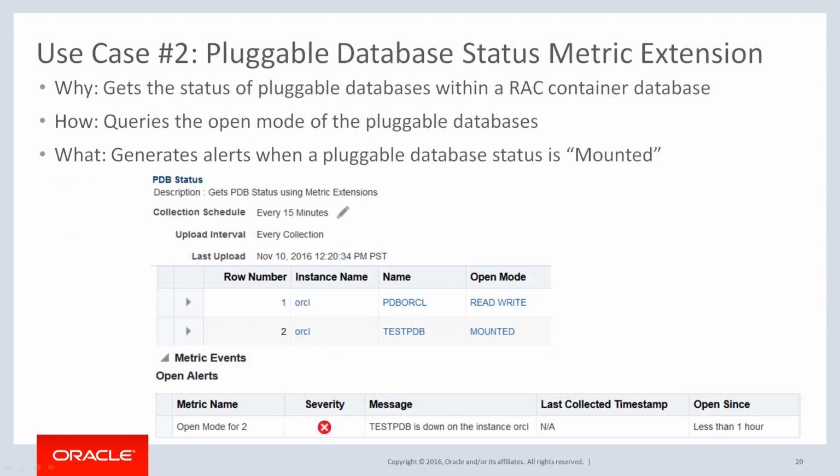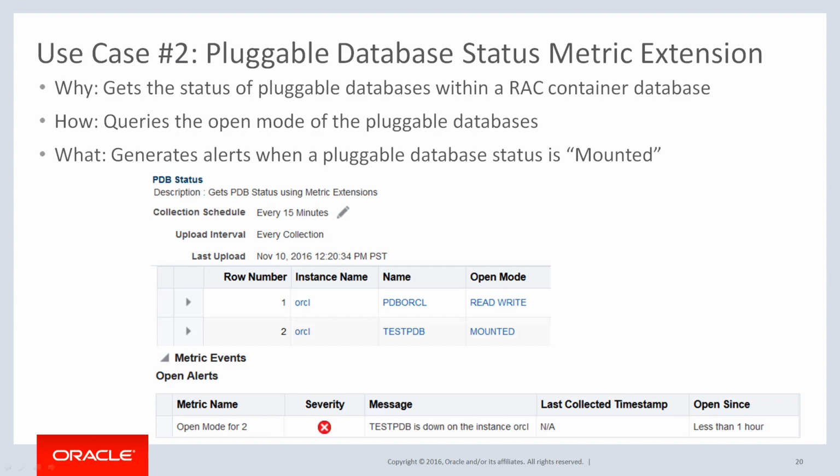The second use case is a pluggable database status metric extension. In a multi-tenant environment, when a pluggable database goes down, the open mode is changed from read-write to mounted. This metric extension runs a SQL query on the container database to get the status of the pluggable database. When a pluggable database goes down, its status changes to mounted. The metric extension will generate an alert and report the pluggable database is down on the cluster database.